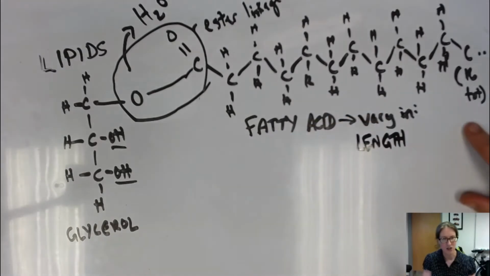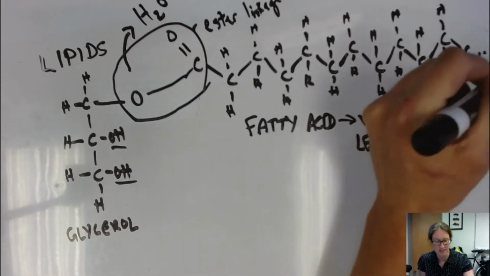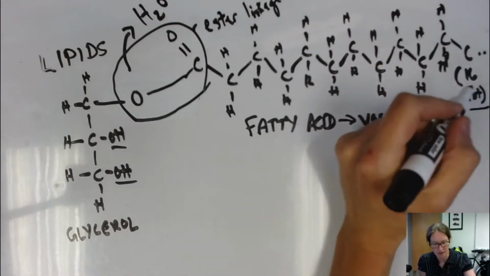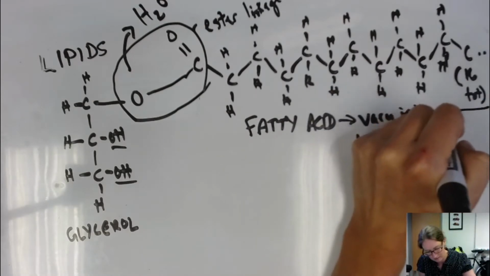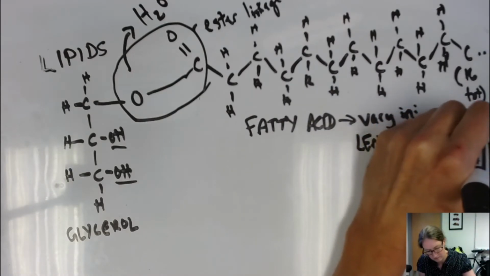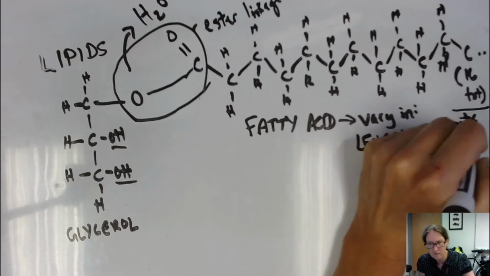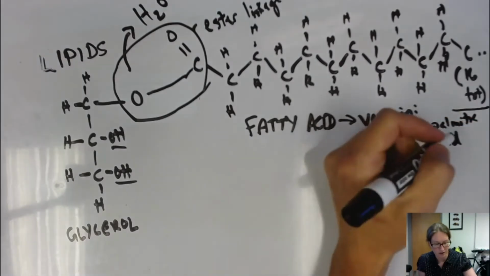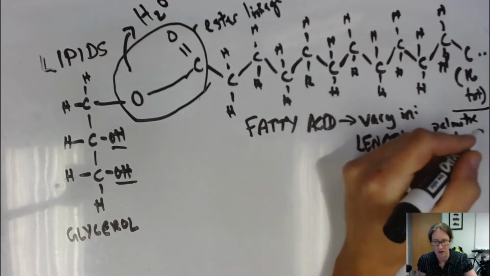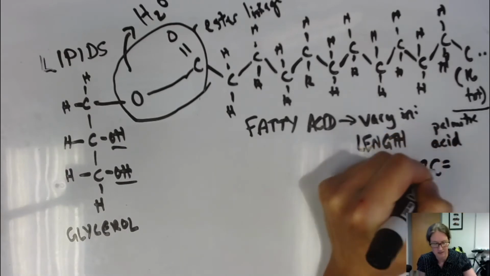So here I've had to abbreviate it, but this 16 carbon fatty acid that I've drawn is a special one, and so this 16 carbon fatty acid is called palmitic acid. And another really common one is an 18 carbon one that's called stearic acid.